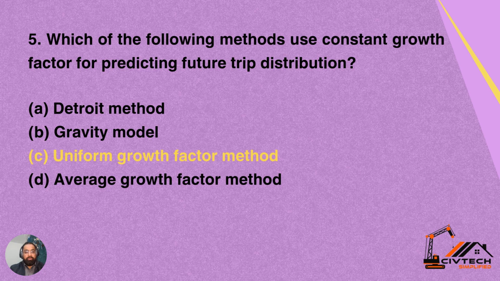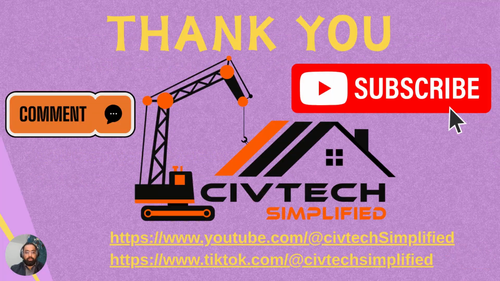Question number 5. Which of the following methods use constant growth factor for producing future trip distribution? Option A, Detroit method, option B, gravity method, option C, uniform growth method, option D, average growth method. So C here is the correct answer. This uniform growth factor method uses constant growth factor for producing future trip distribution.